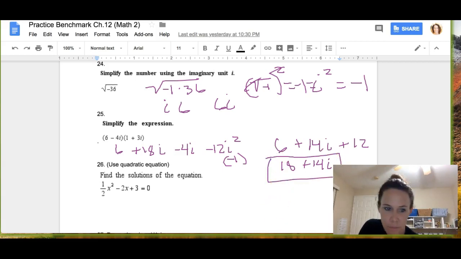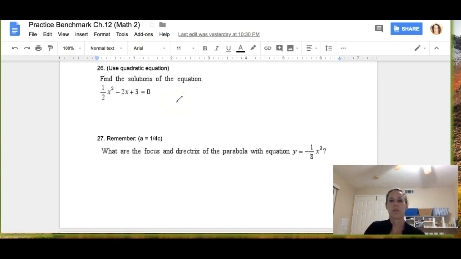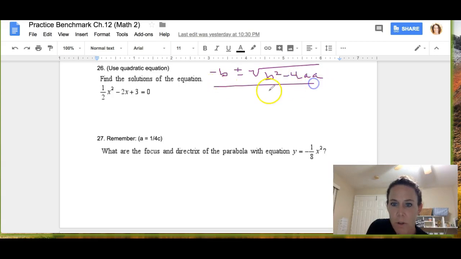And you're done. All right, we're going to use the quadratic equation to find the solutions to this guy. Quadratic equation: negative b plus or minus the square root of b squared minus 4ac all over 2a. That says a and that should say c. Sorry about that. This pen is not very useful. Okay, here's my a value, my b value, my c value. You just plug in your values and you run with it.